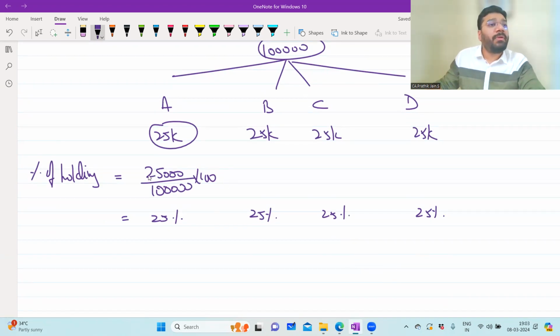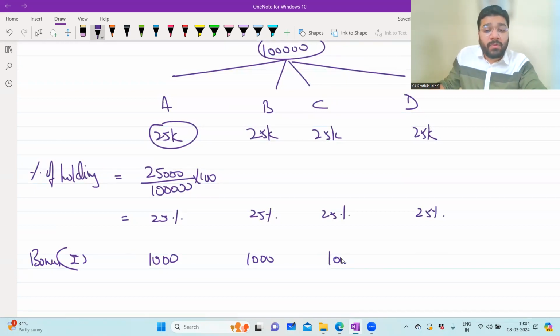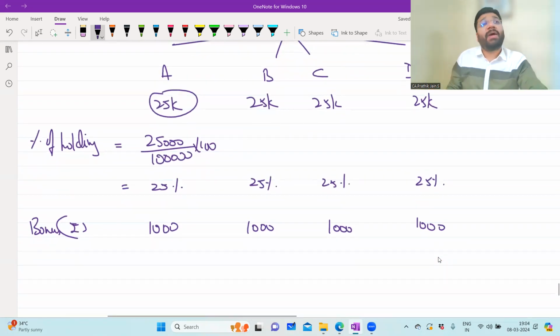Now, bonus was issued. Each and every shareholder was issued extra 1,000 rupees worth of shares. So bonus in rupees: 1,000, 1,000, 1,000, 1,000. Now, can you please tell me what is the revised percentage of holding?